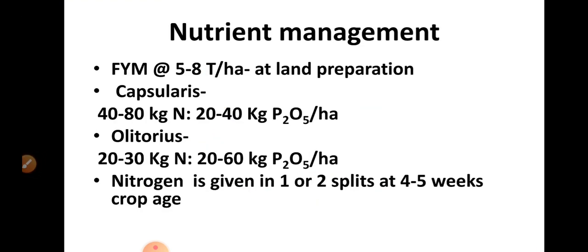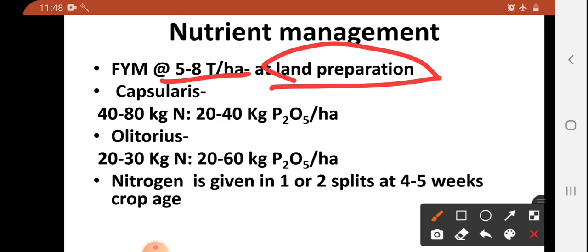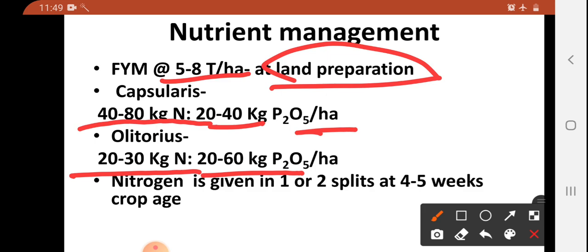Next part is nutrient management. This crop requires 5 to 8 tons of well decomposed farmyard manure per hectare. At the time of land preparation, or at the time of last harrowing, we have to apply it. Again, the recommended fertilizer dose varies with species. For capsularis species, the recommended dose is 40 to 80 kg of nitrogen, 20 to 40 kg of phosphorus, and 0 kg of K2O per hectare. For olitorius species, it is 20 to 30 kg of nitrogen, 20 to 60 kg of phosphorus, and 0 kg of K2O per hectare.